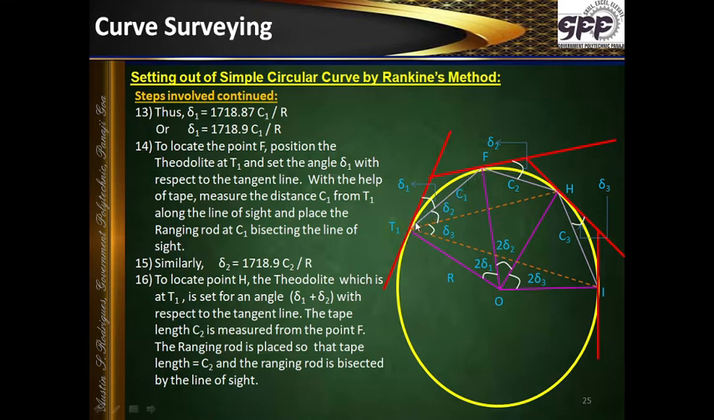So that means my telescope is in this direction and I can see in this direction. Now, knowing the length C1, with the help of a tape, measure the distance C1 from T1. So from here, with the tape, measure the length C1 from T1 and hold the ranging rod over here in such a manner that this distance becomes C1, and through the telescope the ranging rod gets bisected.